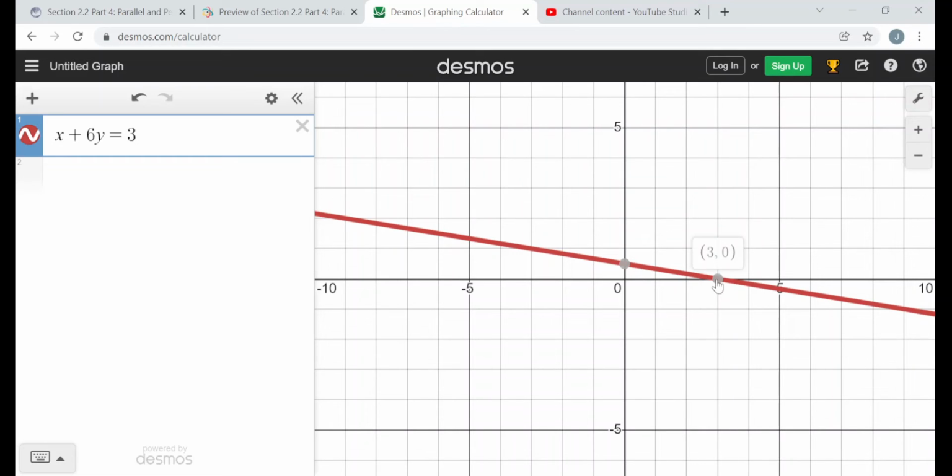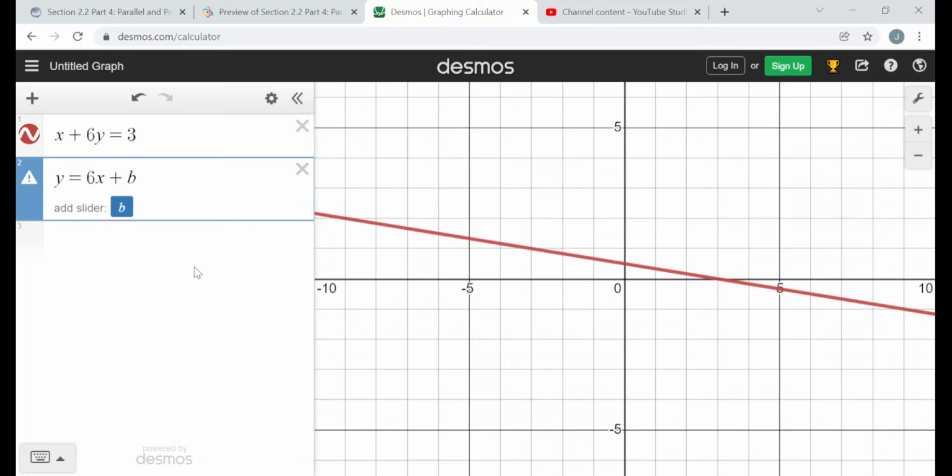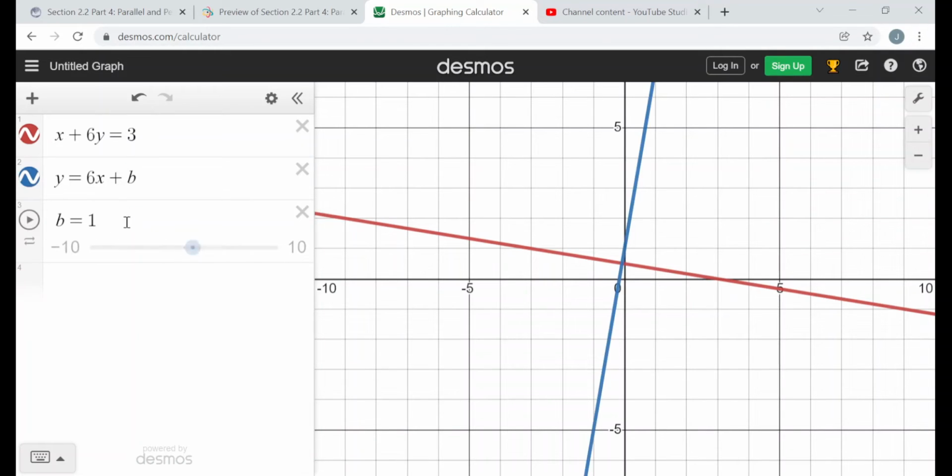And 3, 0, I said was on that earlier, right? Now what I'm going to do here is put in any line with a slope of 6. So y equals 6x plus b. All right, and then I'm just going to add a slider for b. And here's when b is 1. Y equals 6x plus 1. All right, you see the y-intercept is 0, 1.